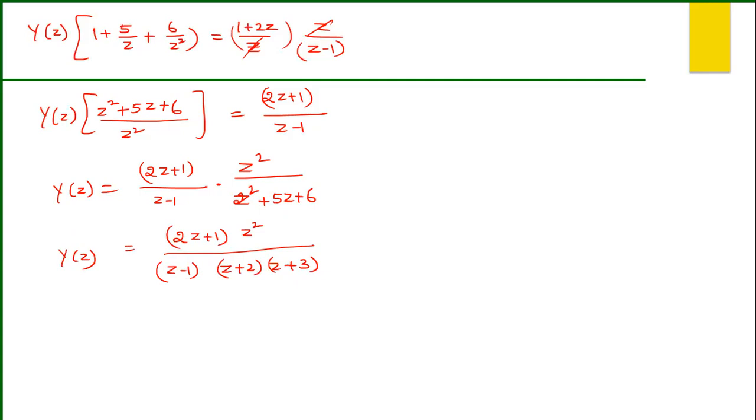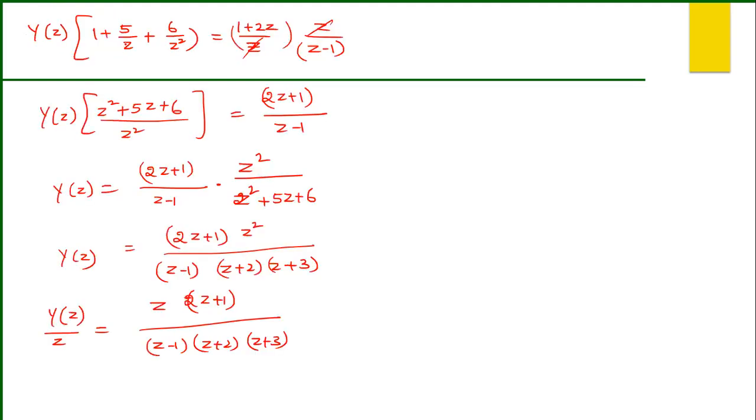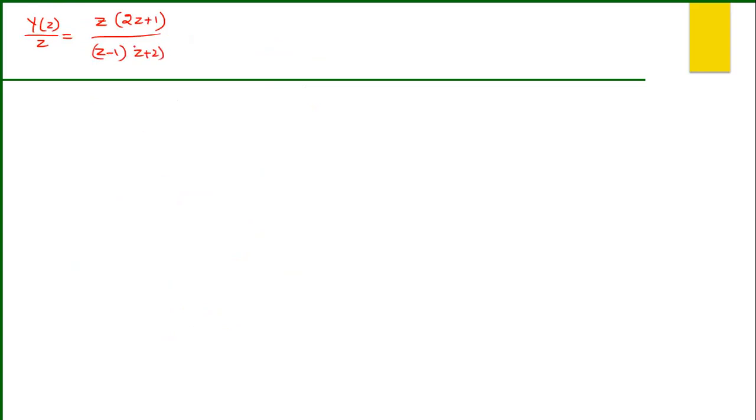Now that we got Y of z, if I want to find y of n, you need to apply partial fractions. What is the trick we need to follow? Y of z by z, you take one z to this side. This is the trick you need to follow; if you do not follow it, you'll get stuck. So Y of z by z is z into 2z plus 1 divided by z minus 1 into z plus 2 into z plus 3, equal to A by z minus 1 plus B by z plus 2 plus C by z plus 3.